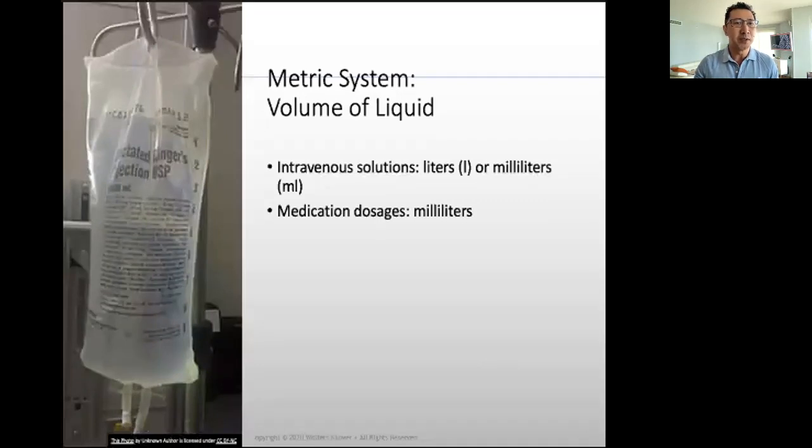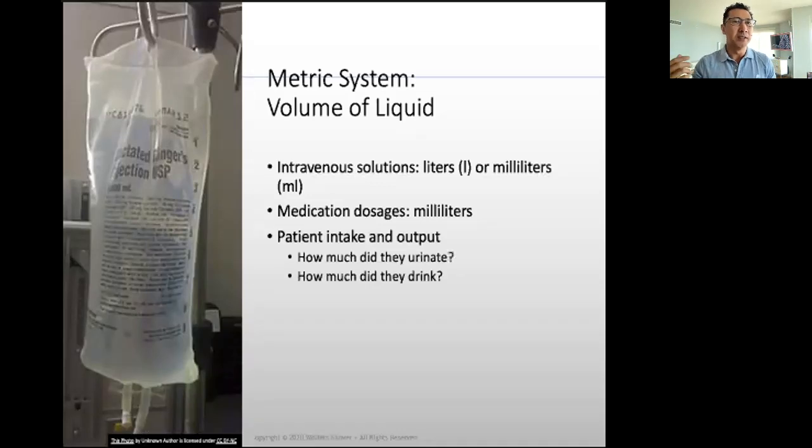Most of your medications will be in mL. I may have this vial of Ativan, and I need to give my patient 2 mLs of it. So I'm going to draw up 2 mLs of Ativan and give it to the patient. If you need more than that, 5 to 10 mLs, then you're talking about an infusion going into a big bag. But that's a different story.